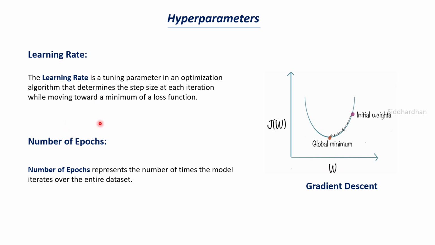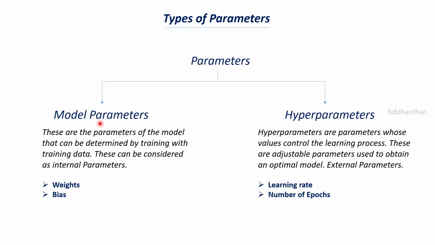So that is it for this particular video. I hope you have understood model parameters and hyperparameters. It is the same slide that we had before, so you can read this definition again, and you would have a better understanding. Model parameters are the parameters of the model that can be determined by training with training data, and these can be considered internal parameters such as weights and bias. Okay. So we know that once we train the model with the data, we will get these particular parameters.